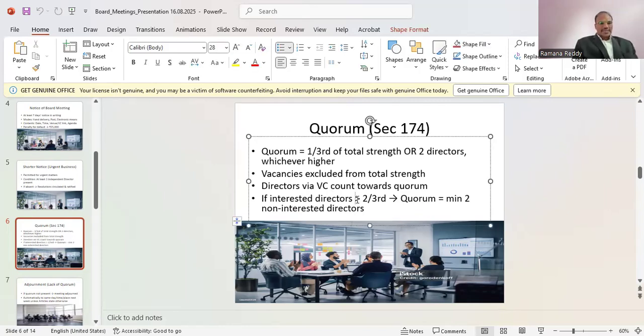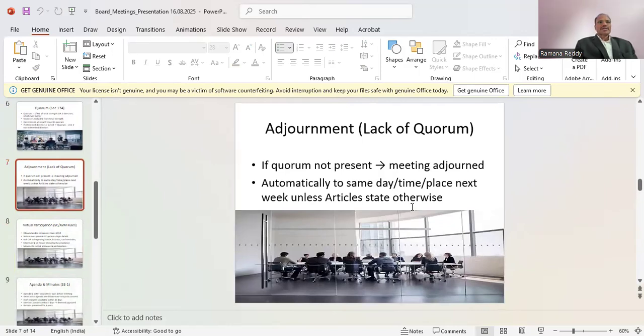If there are interested directors under Section 184, and they exceed 2/3 of board strength, then the quorum is the number of non-interested directors, provided they are at least 2 directors. Then we'll move on to adjournment.